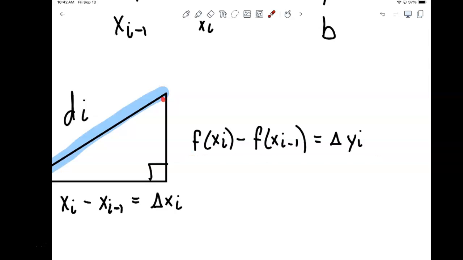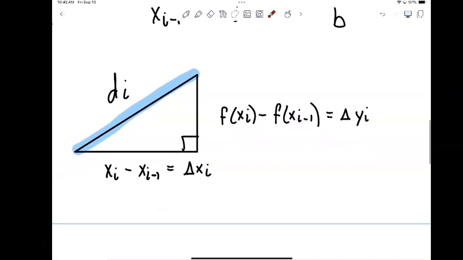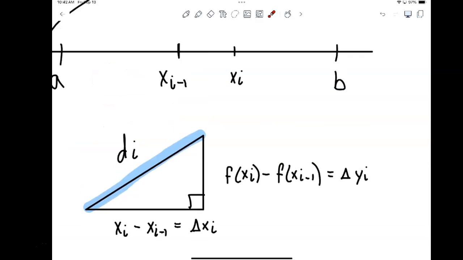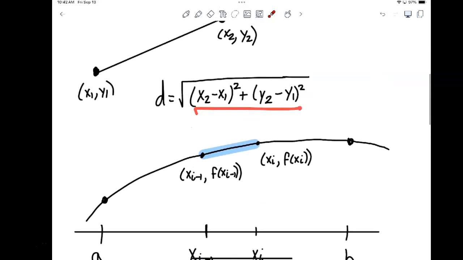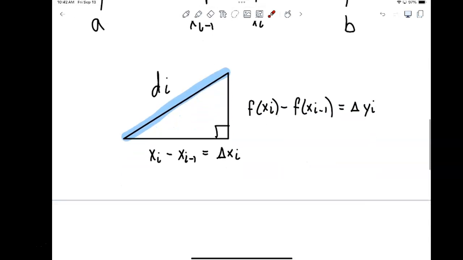Okay. And it's not going to matter whether this is positive or negative when we eventually put this into our distance formula, because we're squaring it anyway. But just technically, if I was measuring the length of this side, it would actually be absolute value, but delta yi itself is the difference whether it's positive or negative. So I'm going to leave off the absolute value just so there's no confusion there.